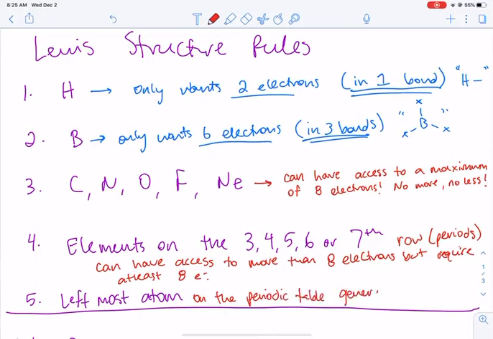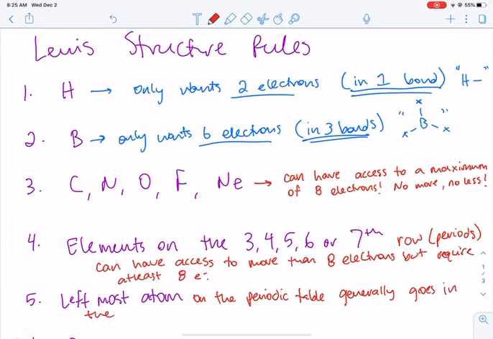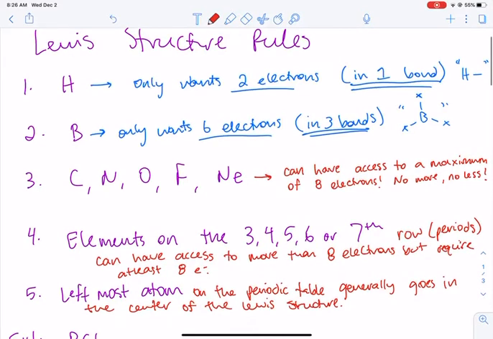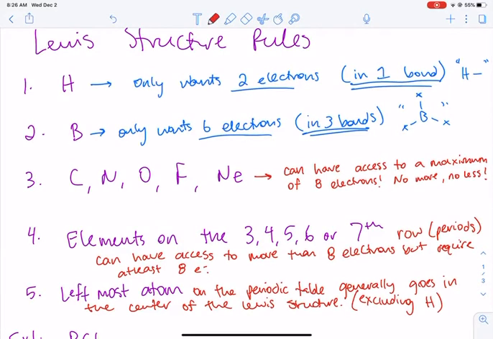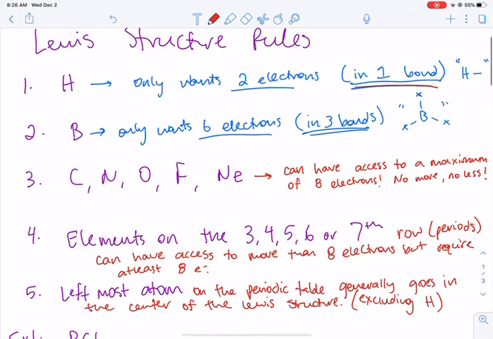And then finally, the leftmost atom on the periodic table generally goes in the center of the Lewis structure, excluding hydrogen, right? Even though hydrogen's on the very far left side of the periodic table, it can't go in the center of any Lewis structures because it can only support one bond. You can only have one bond coming off of it.